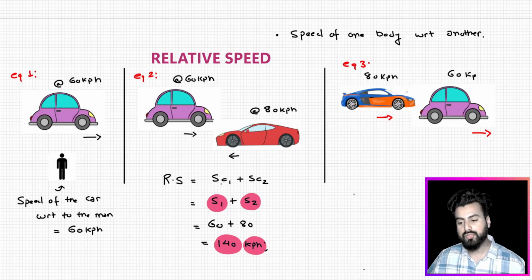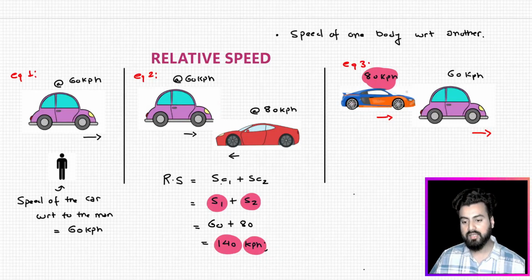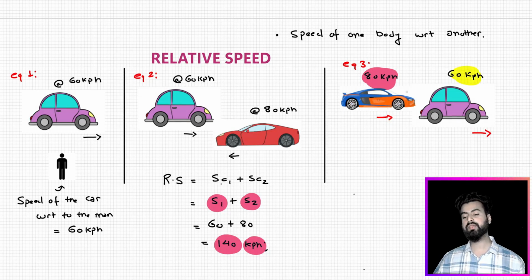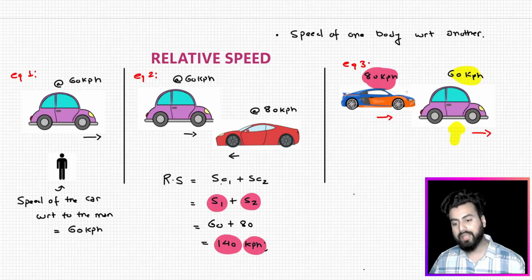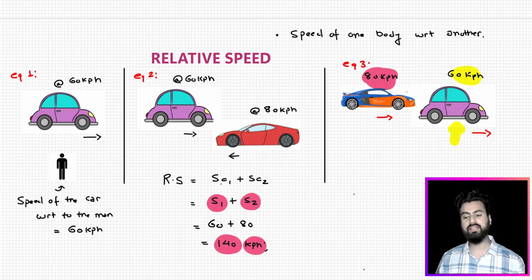Now, guys, one thing is for sure. After some time, this second car is going to overtake this first car. Yes and no? This faster car, which is moving at 80 kilometer per hour, will overtake the first car after some time, that's for sure.